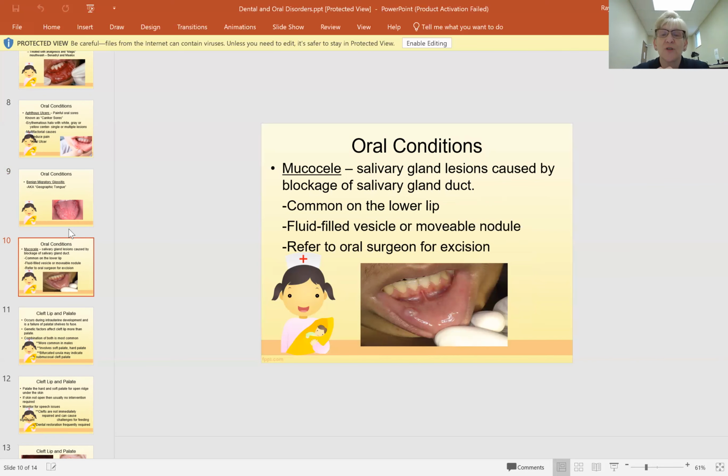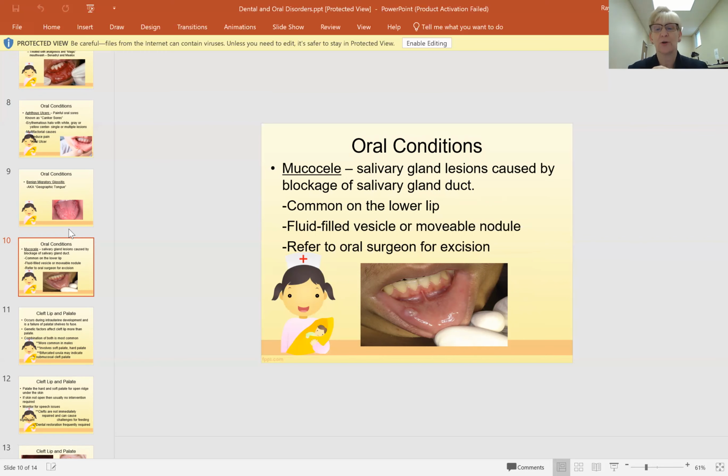Now, this is really interesting. This is a mucocele, and these are salivary gland lesions, and it causes a blockage of the duct. It's very common on the lower lip, and it's a fluid-filled vesicle or a movable nodule. And I have seen one of these. Most of the time, you have to send them to the dentist or oral surgeon for them to take care of this, to excise it.